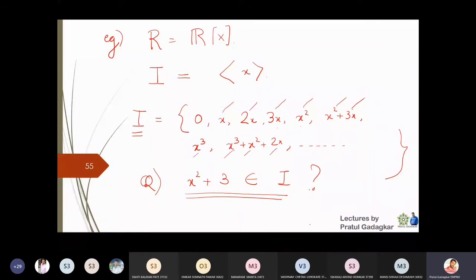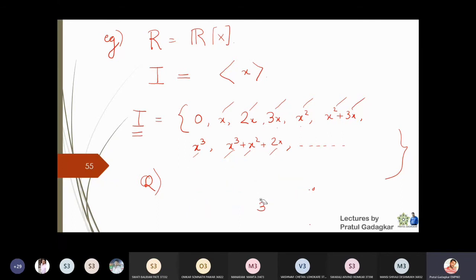Or if it is in the sum, each term must contain an x. You will never get a constant in this ideal. So x square is in the ideal, yes. Okay, but 3 is not in the ideal. You will never get 3. So x square plus 3 will also not be a part of this particular ideal.